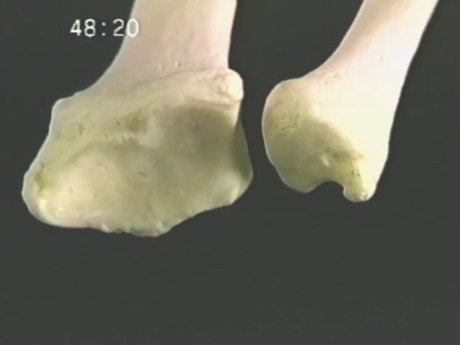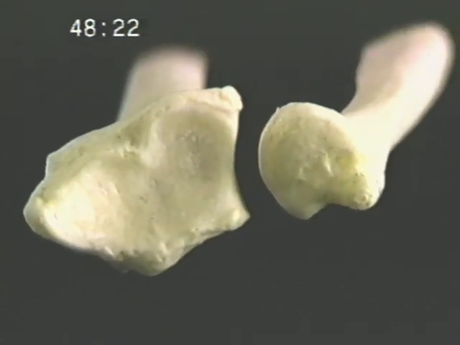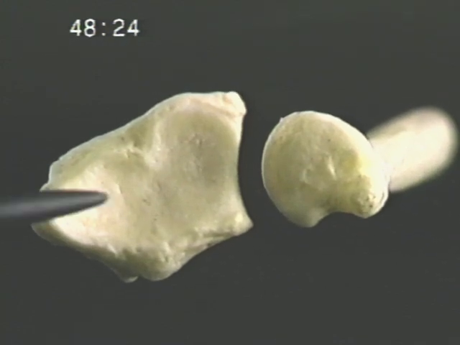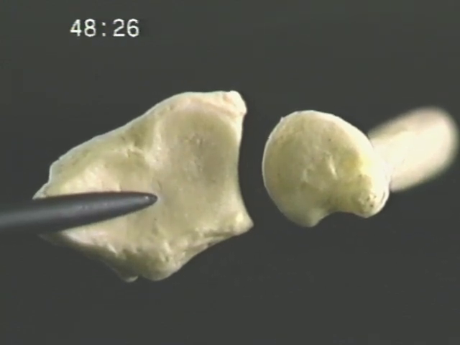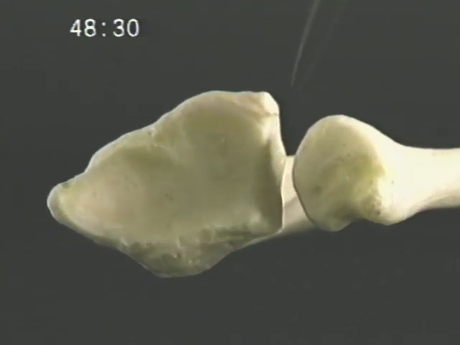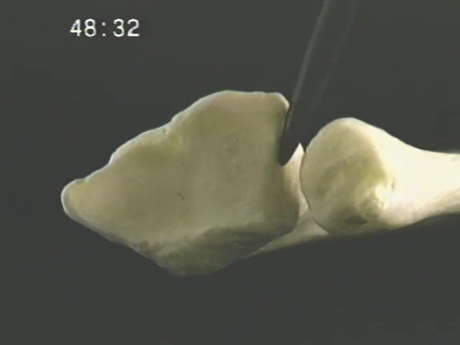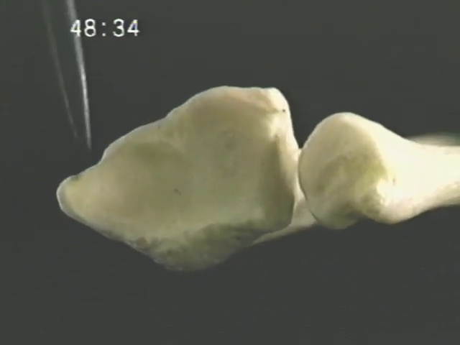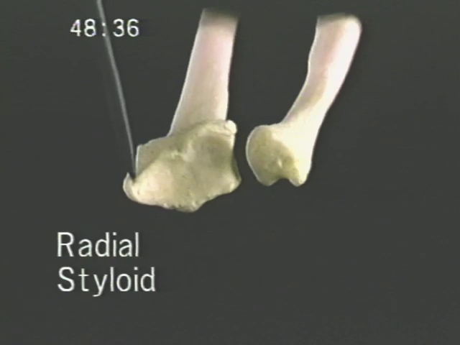The broad distal end of the radius has two articular surfaces. This large one articulates with the proximal row of carpal bones. This small surface articulates with the ulna. This point is the radial styloid.